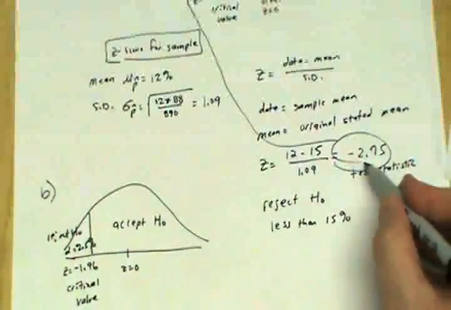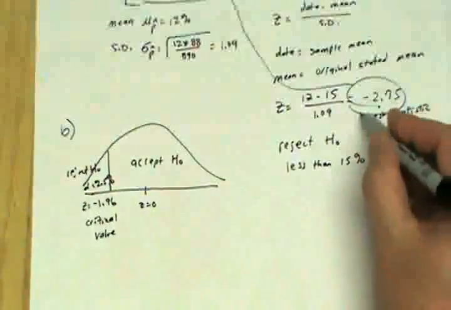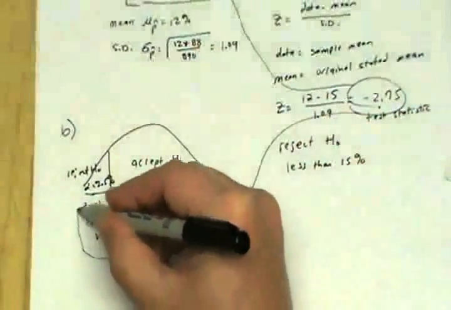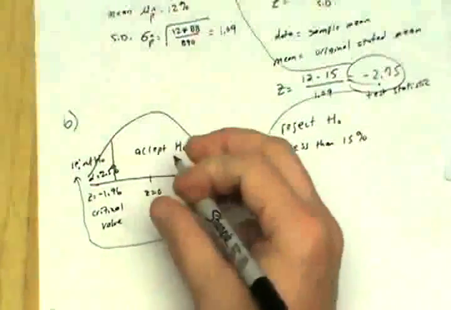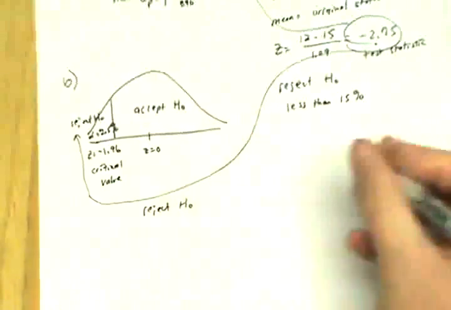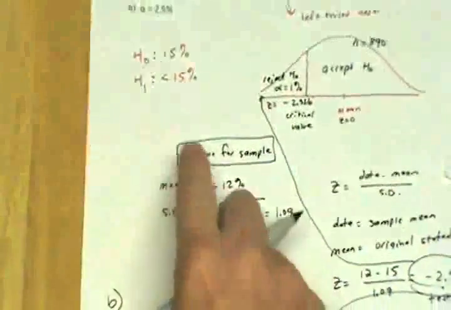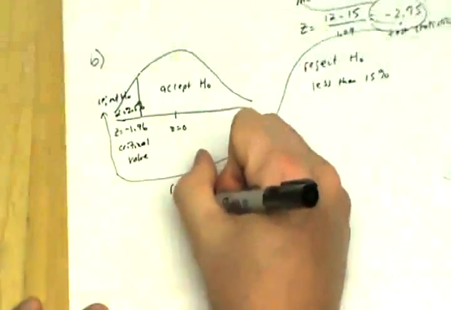Now our sample test statistic is negative 2.75. That also is left of negative 1.96, which gets you in the tail, which is reject. So for this one, we're also going to say we reject H0. And that means that we're going to reject again 15, which means we're going to say it is less than 15%.